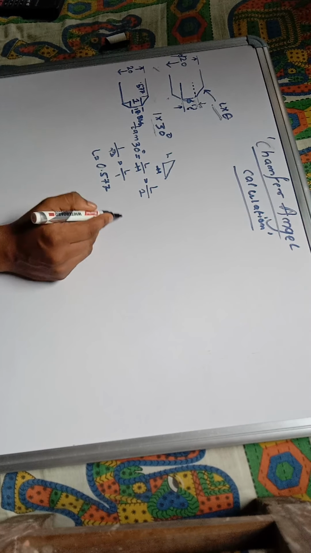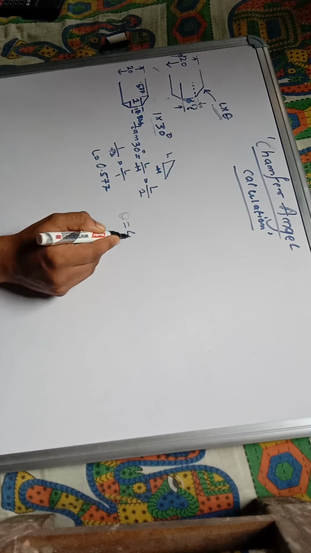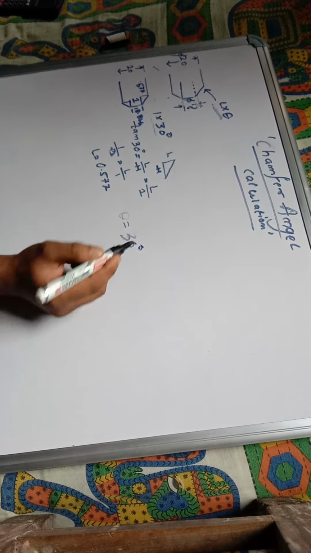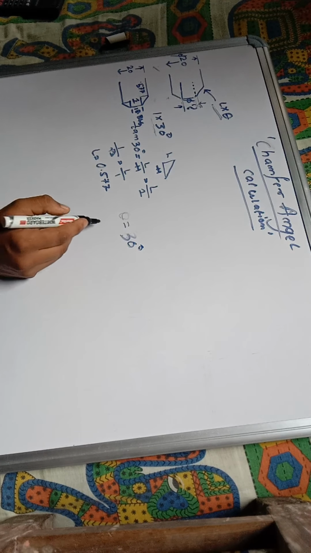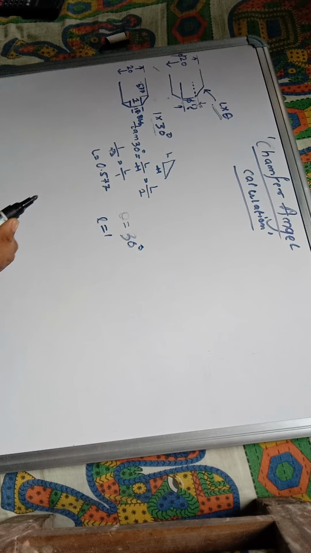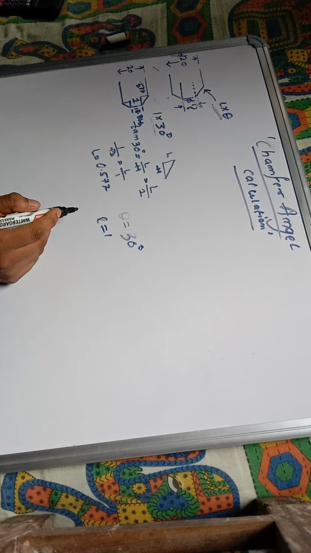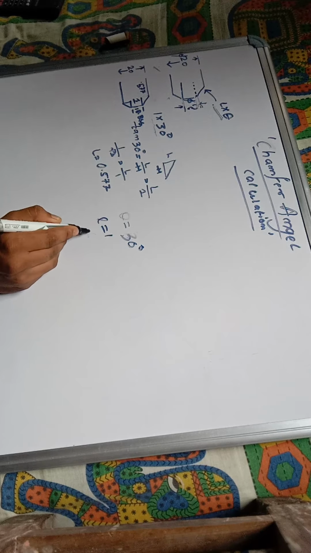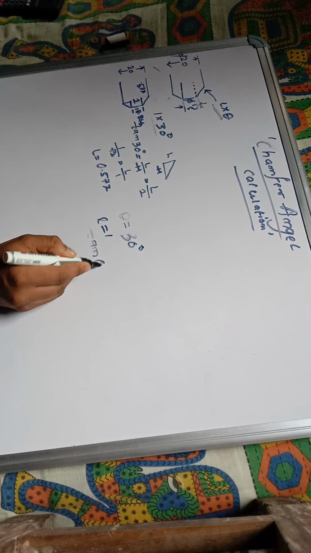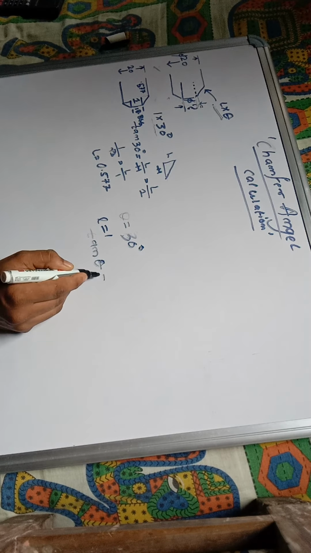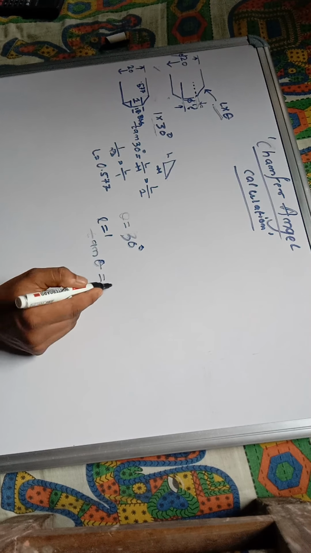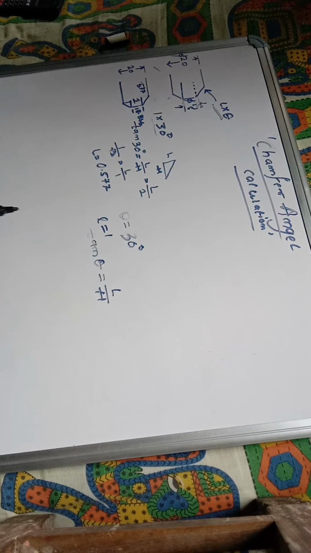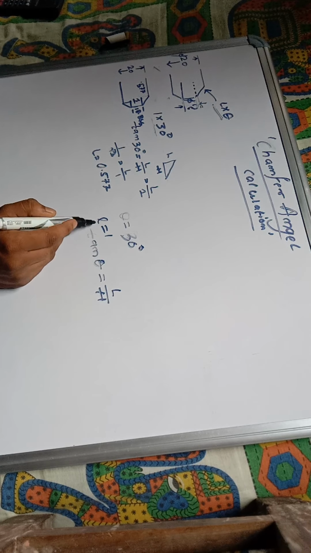Then what will we do? We know the theta value is 30 degree, and the length value is 1. Then how will you calculate this length? Simply you have to use tan theta. We all know the trigonometry formula: tan theta is length divided by horizontal distance.